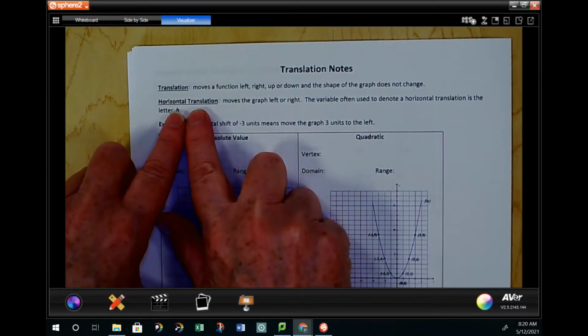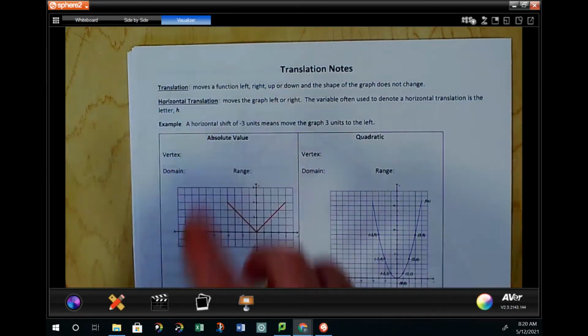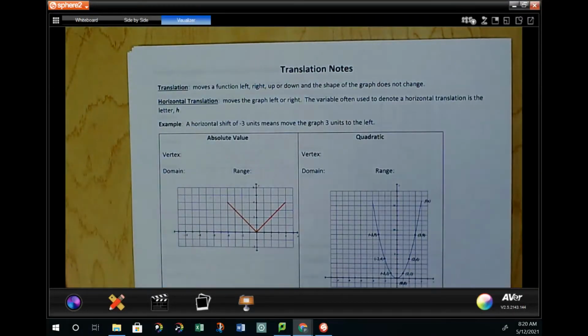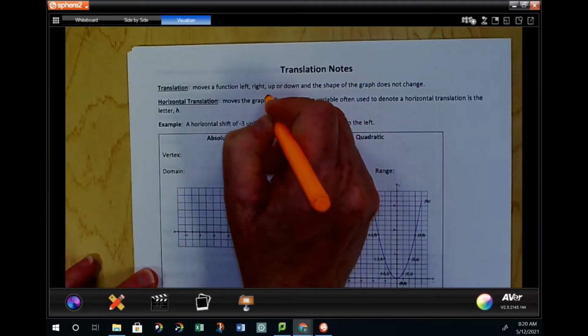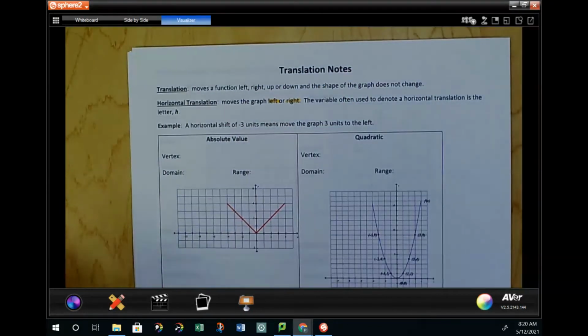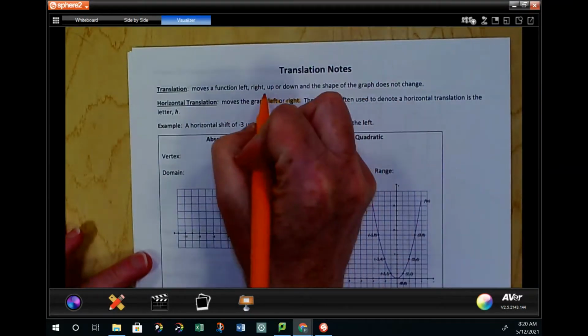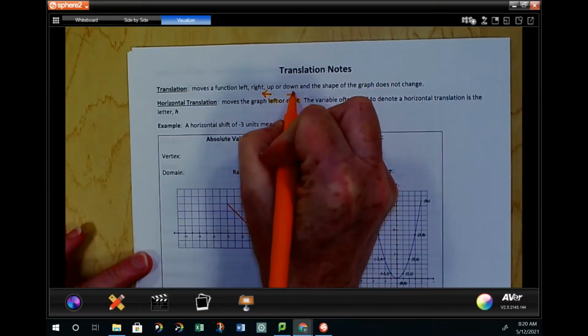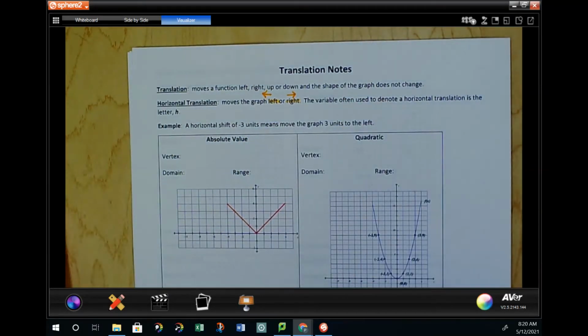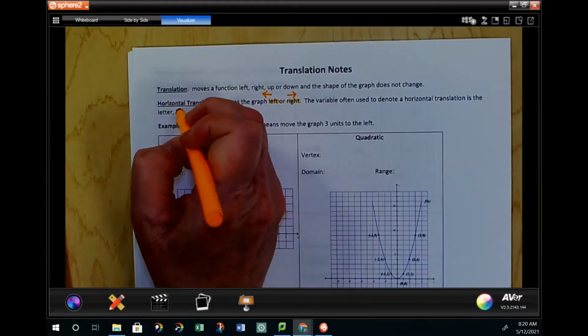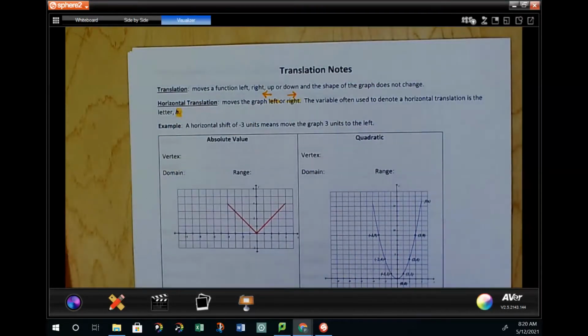So a horizontal translation is going to move it horizontally. That means you're either going to move to the left or you're going to move to the right. And the variable that we use for that is always going to be the letter H. Okay. And so a horizontal shift of -3 means that you move the graph to the left 3.